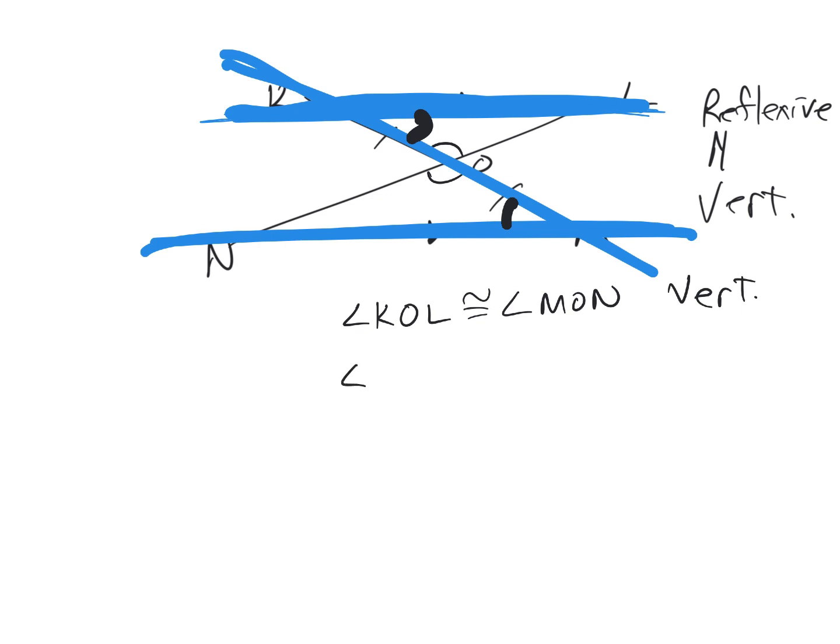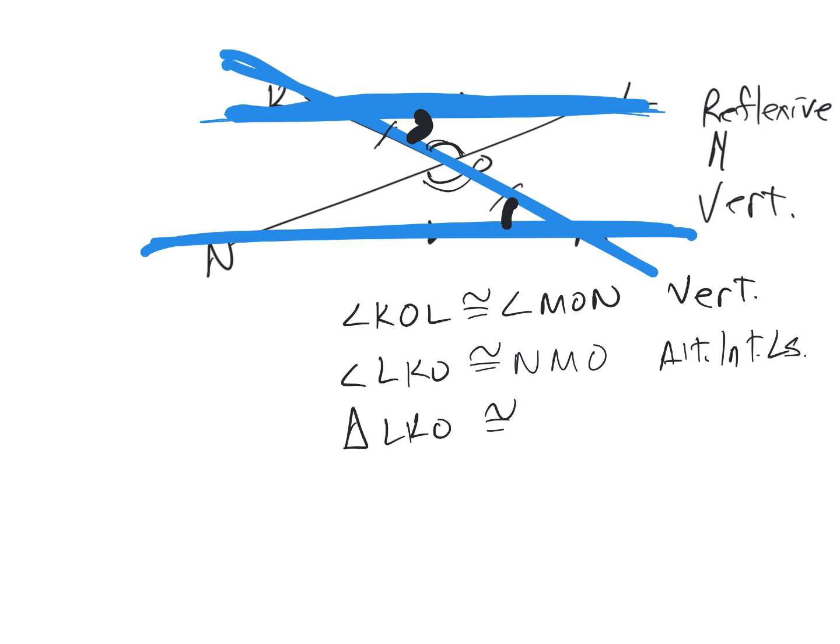So now we have angle LKO is congruent to angle NMO. Alternate interior angles. So we have the angle, we have the side, and another angle. So triangle LKO is congruent to triangle NMO. Angle, side, angle. So let's clean that up a little bit. Oh, I don't want that. Whatever. There you go. Angle, side, angle. We good?